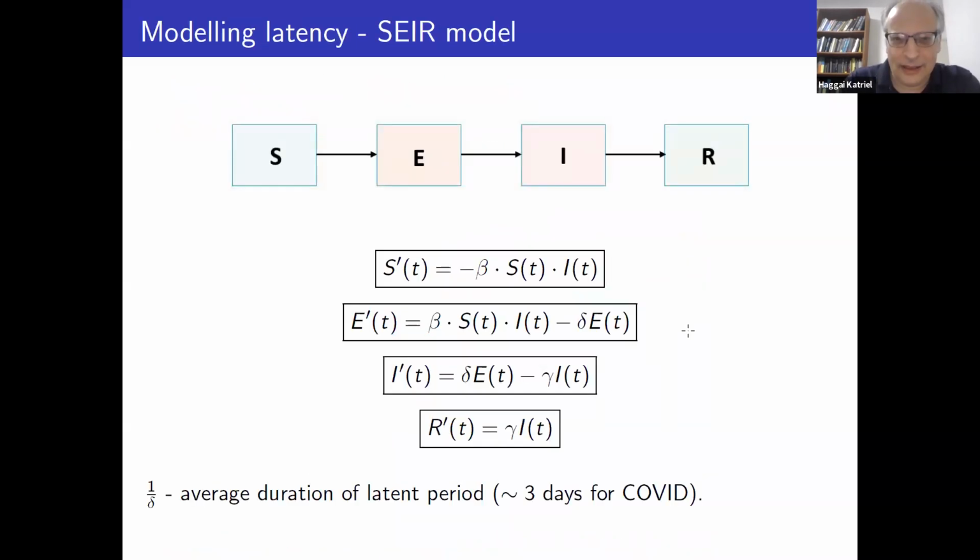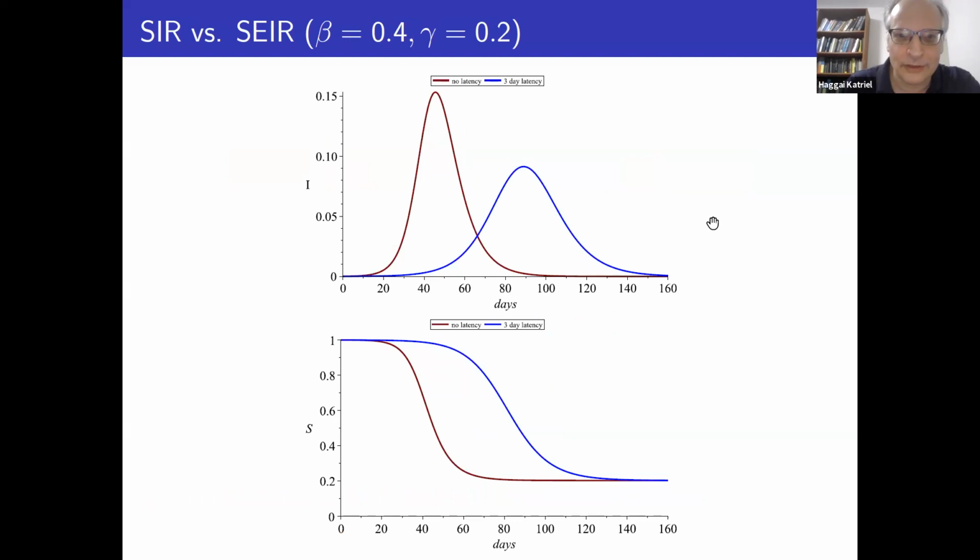Okay. Last thing I'd like to mention is that the simplest model that has been routinely used for the coronavirus is the SEIR model, where you add this latency period. It's a period after you get infected, a few days, before you become infectious. So this is important. I'll show you that it makes a difference.